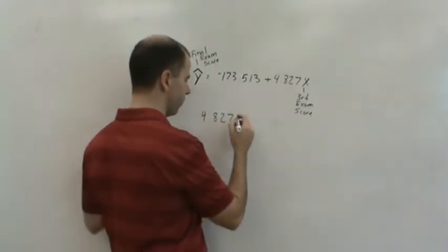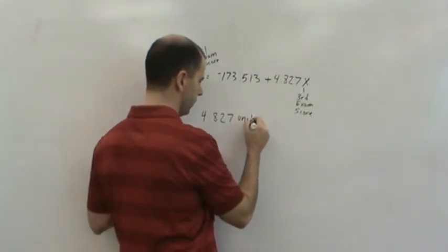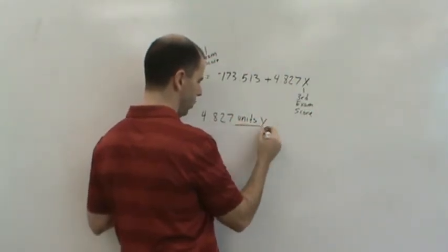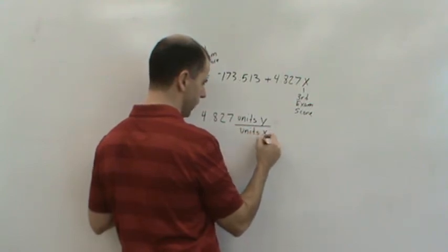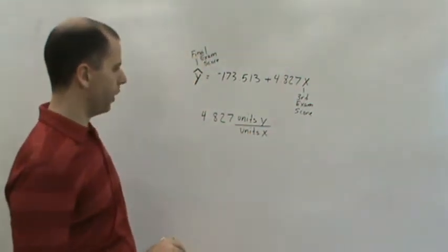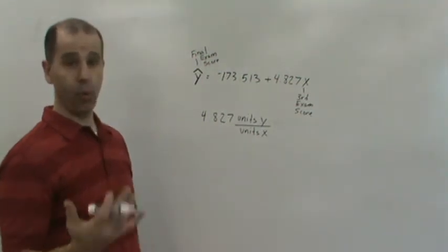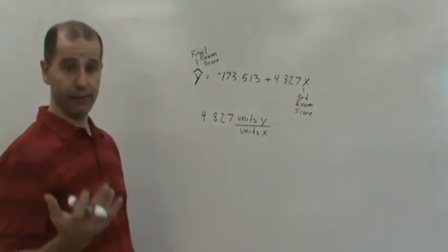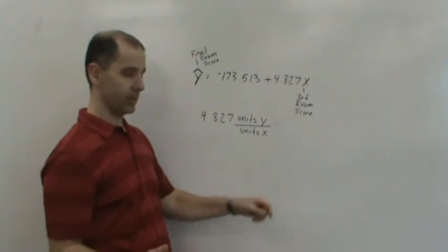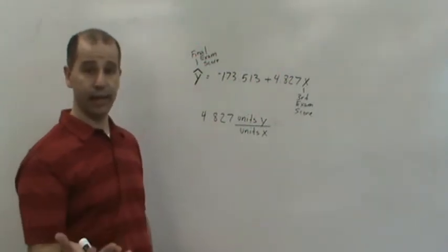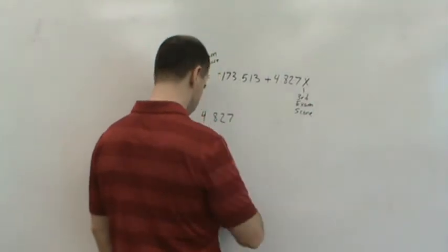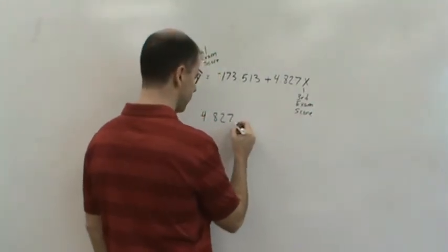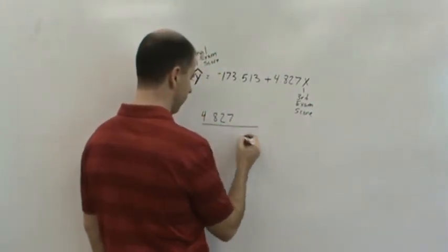So in this case, we're going to do units in y over units of x. Well, what are the units of y? Your points on the final. What are the units of x? Your points on the third exam, right? So in this case, it's going to be this, right?